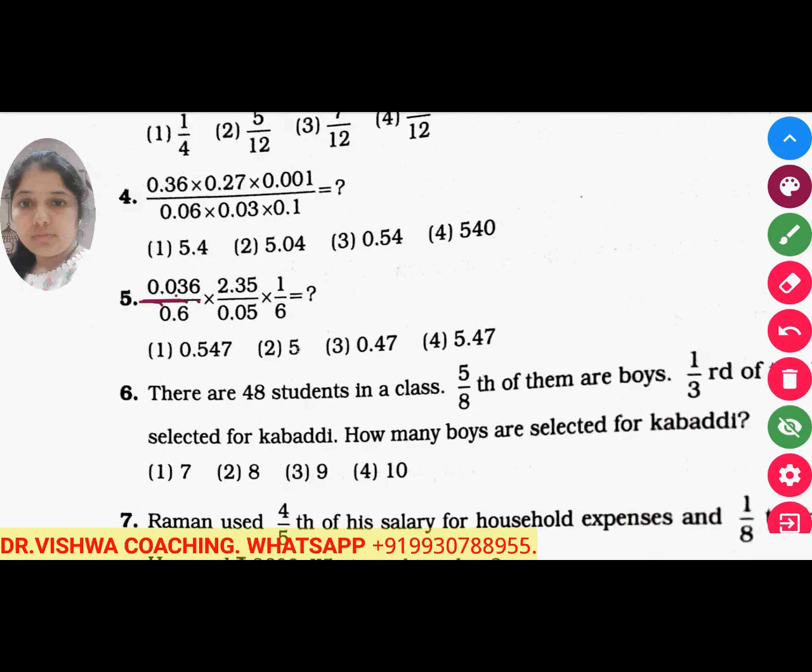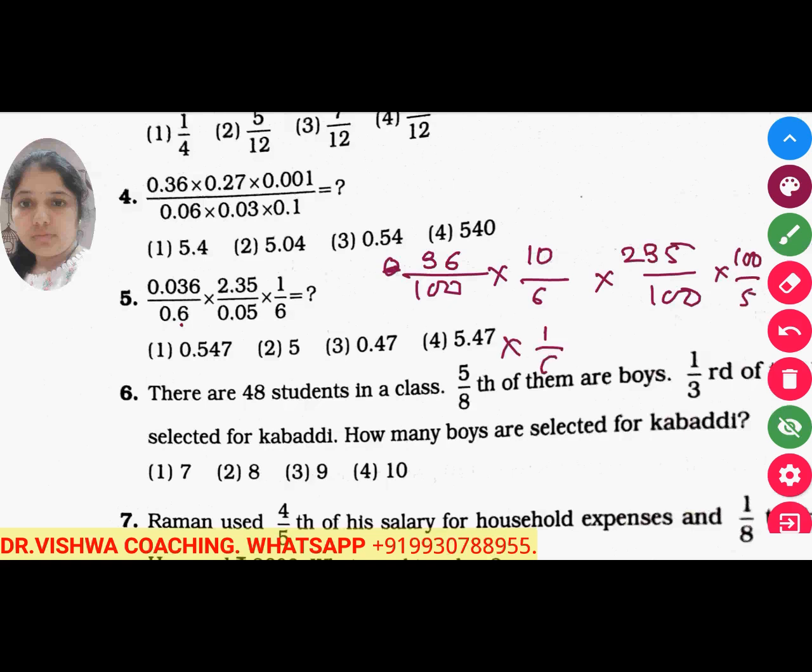Okay. Or you can solve this in another way as 0.036 means 36 upon 1000. In denominator 0.6 is there, which becomes 10 upon 6 into 2.35 means 235 upon 100, and this becomes 100 upon 5 and into 1 by 6.